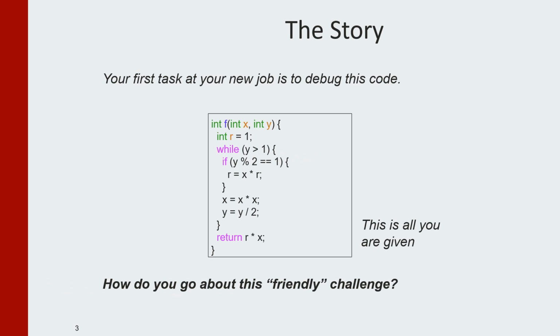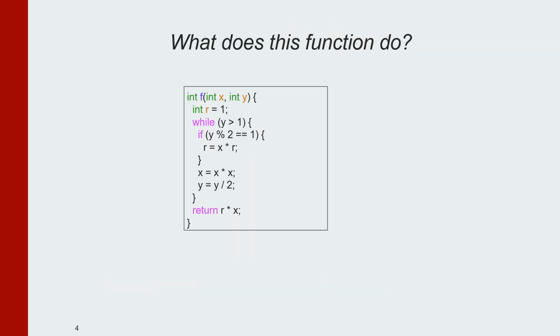So let's suppose that you get this code, and you just need to figure out what exactly it does and ensure that it has the proper outputs. Now, how would you go about this? My thinking is you want to get your hands dirty.